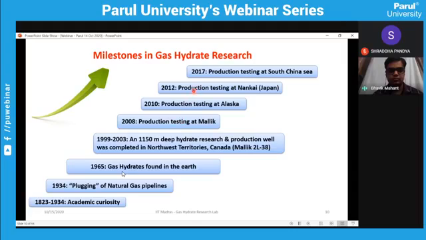After that, in 2010, the same thing was done in Alaska by the USA. Japan came into the picture in 2012 and also did some testing, and at the end, China started its testing in 2016 and 2017. Full-fledged research on production testing was done in the South China Sea. Whatever you think or criticize, Chinese people are the most innovative and research-based, because the most patents in any area are filed by Chinese people only.